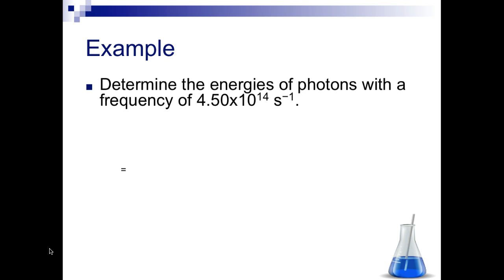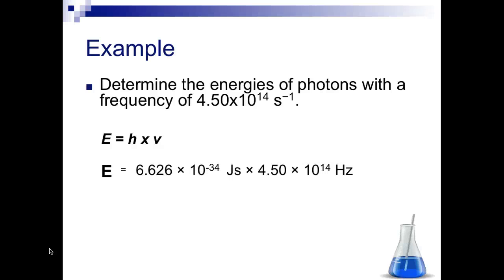All right, guys, let's look at this example problem. Determine the energies of photons with a frequency of 4.5 times 10 to the 14th per second. So you need your equation, which is E equals h nu. E is what we're solving for. h is Planck's constant, so 6.626 times 10 to the minus 34th. And then you plug in your frequency, which is 4.5 times 10 to the 14th. Plug that into your calculator, and you get 2.9817 times 10 to the minus 19th joules.